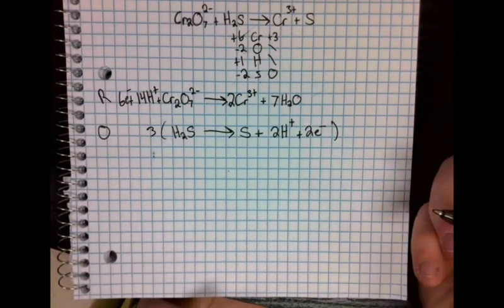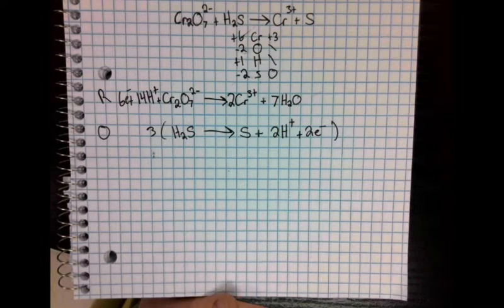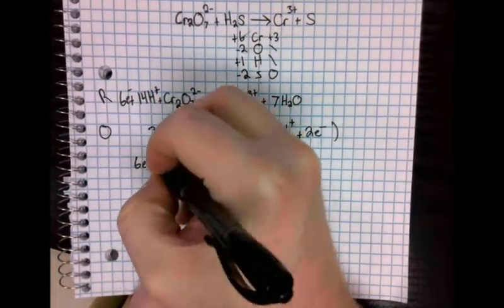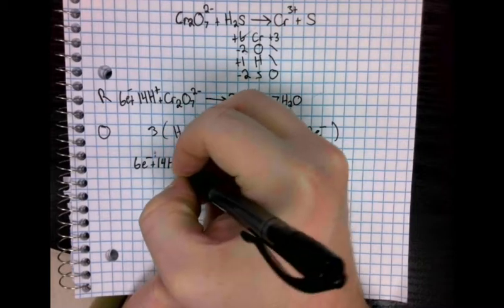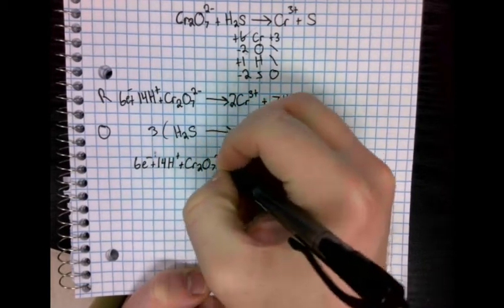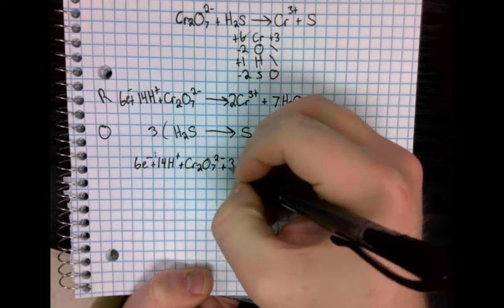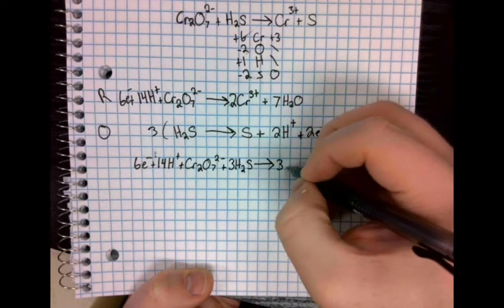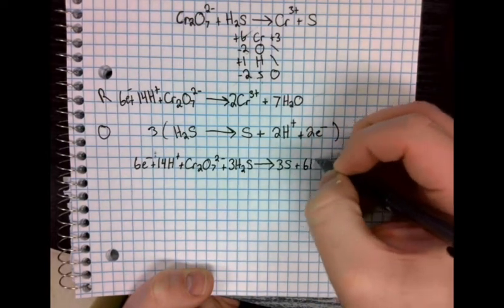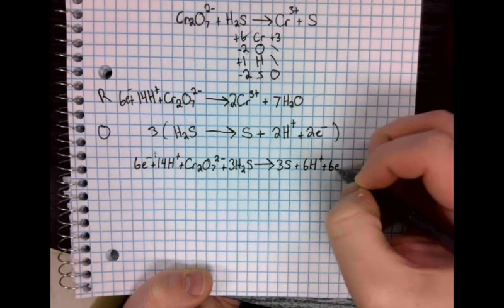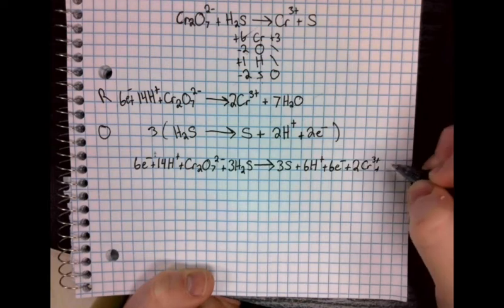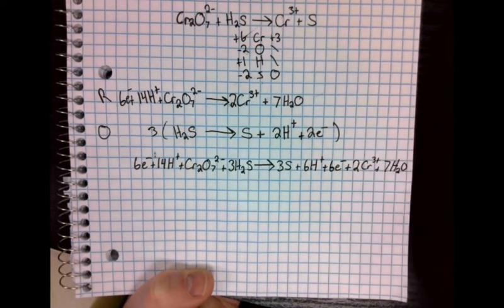And we then add everything together. I'm going to write it twice, so I can write the full thing with all of the pieces intact, and then I can cancel out as a whole second step. So I've got 6 electrons, 14 H+, Cr2O7 2-, and then I have 3 H2S's. And then on the other side, I've got 3 S's. I've got 6 H+, I've got 6 electrons, I've got 2 Cr3+, and I have 7 H2Os.